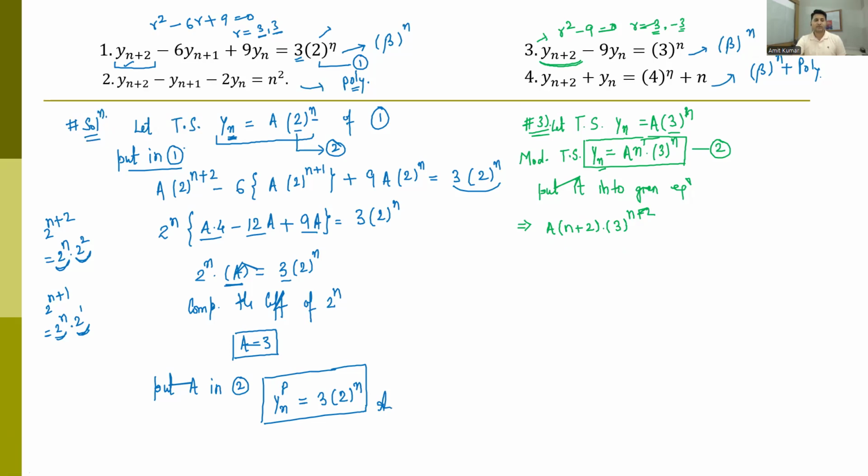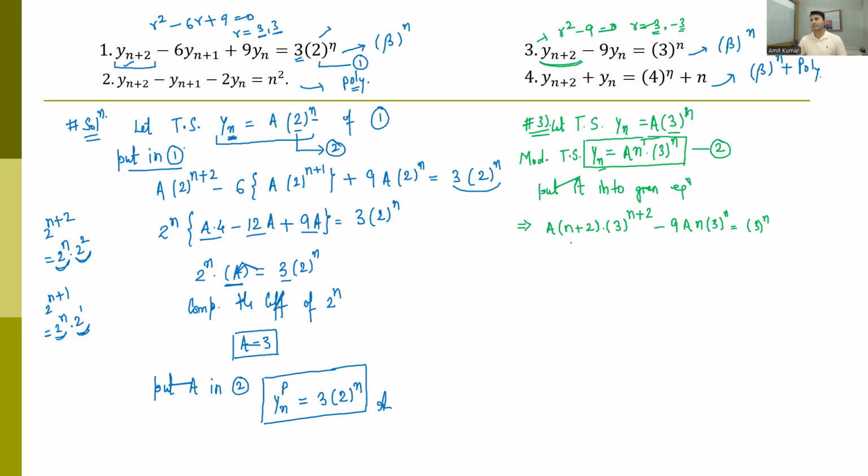This is your y(n+2). That means what I did, I simply replaced n by n+2, minus the second term, which is 9 times y(n). So y(n) we already have: a n 3^n equals the right hand side, which is 3 to the power n. This is what I did, putting the trial solution into the given equation.